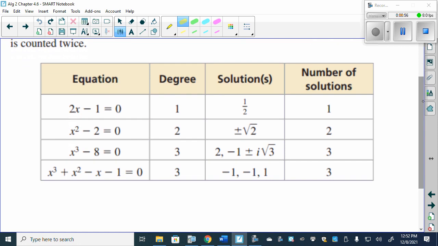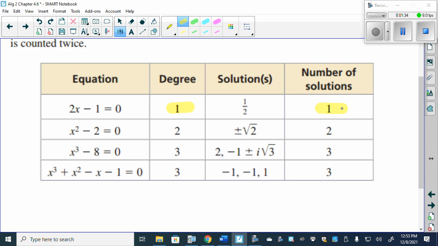All right, guys, so the first thing we're looking at today is the fundamental theorem of algebra, and it is displayed here. Our first equation is 2x minus 1 equals 0. The degree for this equation is 1 because 2x is the only term with variables, and x is to the first power. The solution would be 1/2, which gives us a grand total of one solution. There's only one number that is the solution.